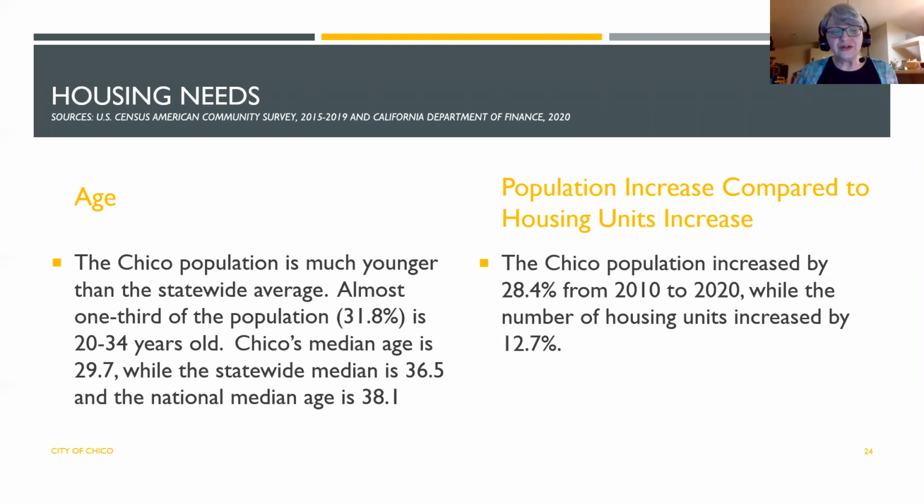As we mentioned earlier, there's been a significant increase in Chico's population, and during the decade between 2010 to 2020, it actually increased by 28.4%. Of course, a lot of that happened in 2018 and 2019, but the number of housing units has only increased by 12.7%.